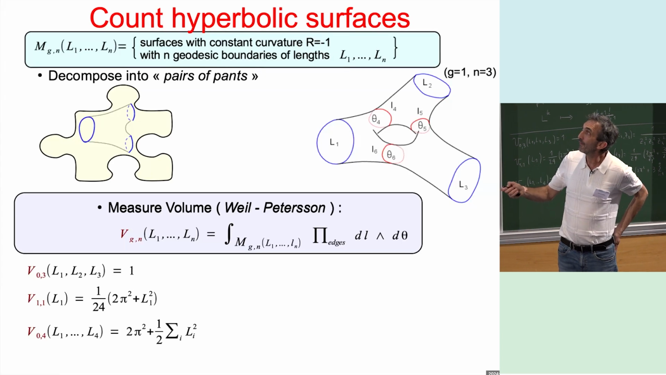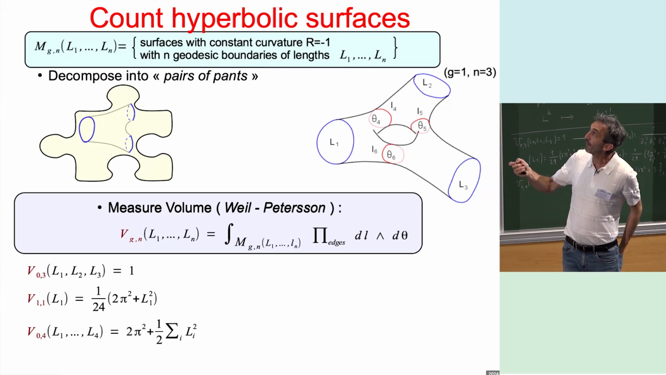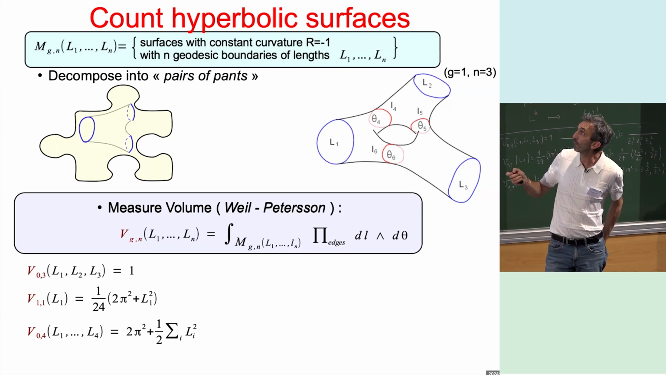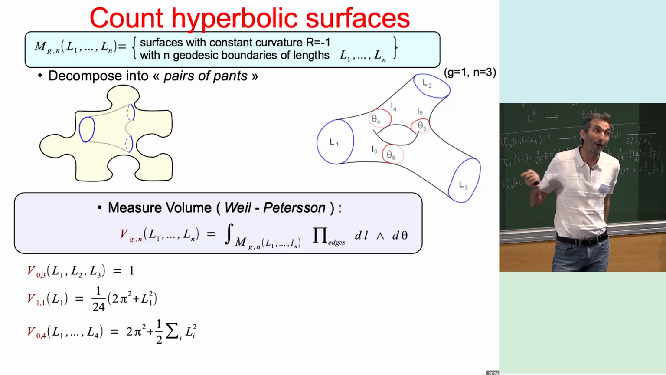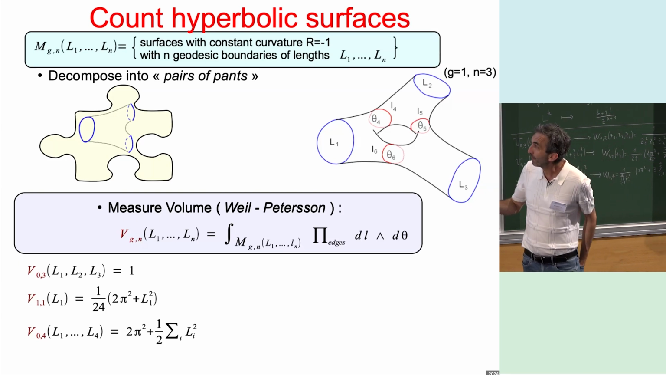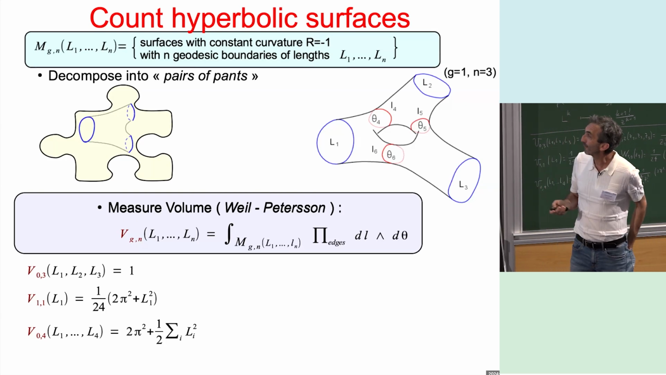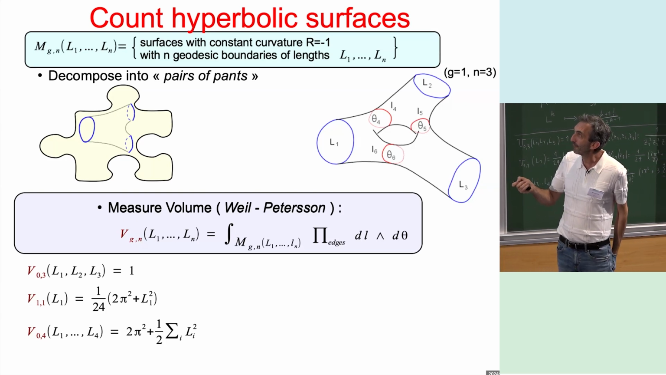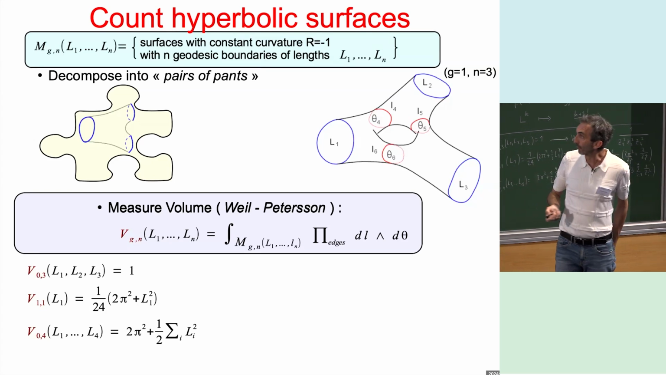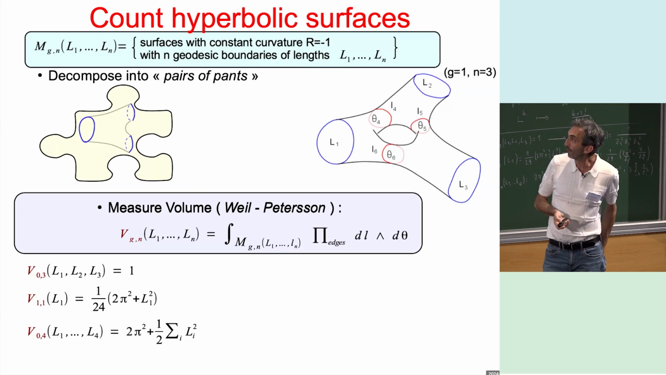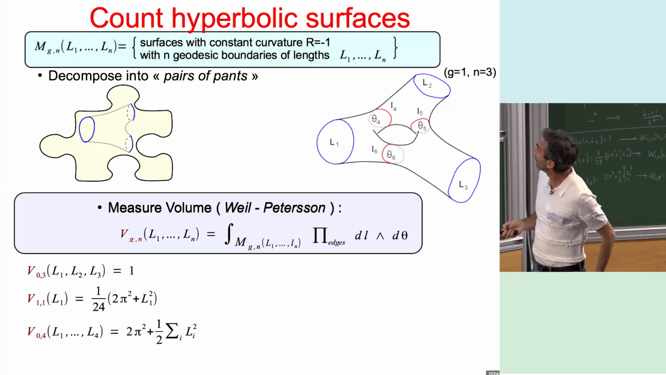In fact, V_{0,3}, M_{0,3}, it's the case where, if you have prescribed lengths, there is a unique pair of pants with prescribed lengths. So in fact, M_{0,3} contains only one element, and the volume is 1. But the others, like V_{1,1}, are much more tricky to compute. It has been computed by hyperbolic geometers, and they found this answer. This is also V_{0,4}, computed a long time ago. It's quite surprising that it's a polynomial in the lengths, an even polynomial, and it's not obvious from the definition.